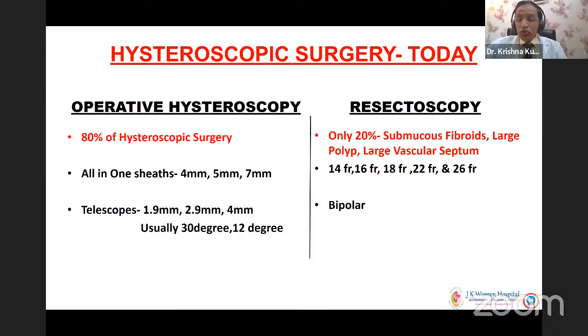Bipolar resectoscope, which size would you recommend? 7.5 mm, the total diameter, that is 24 to 26 French, is good enough. 22 French, yes. The only problem with miniaturization is that the scope degree changes. The 8.7 mm resectoscope, that is a 26 French resectoscope, had a 30 degree. When you come down, it is a 12 degree, and when you miniaturize further, it's a 0 degree.